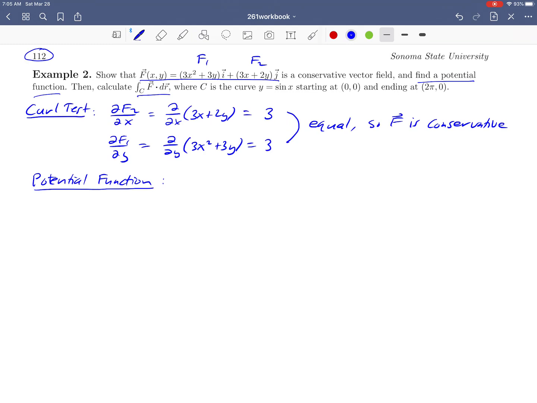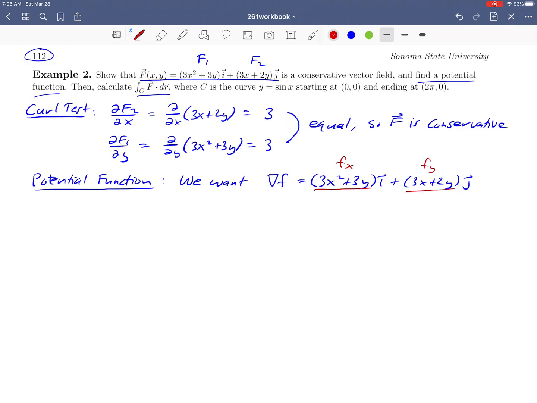All right, so in calculating a potential function, in all of the examples that we did up until now, we were kind of doing a guess and check approach. We're going to try to do it a little bit more systematically in this case. So remember what a potential function is again. What we want is a function little f whose gradient is equal to our vector field, which I'm just going to rewrite here. Okay, so we want that statement to be true.